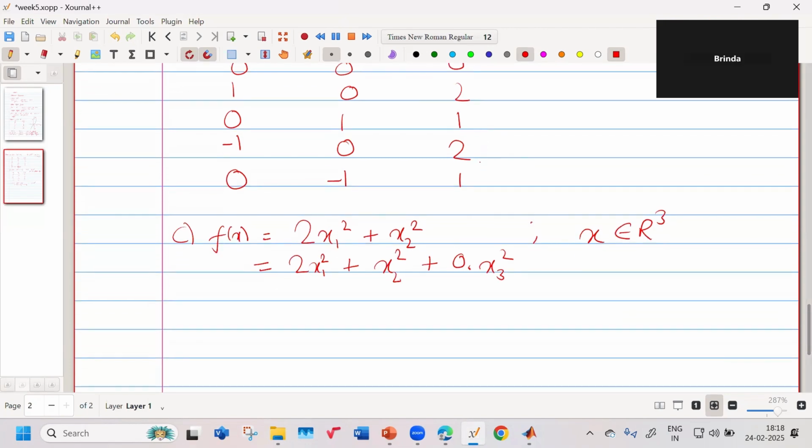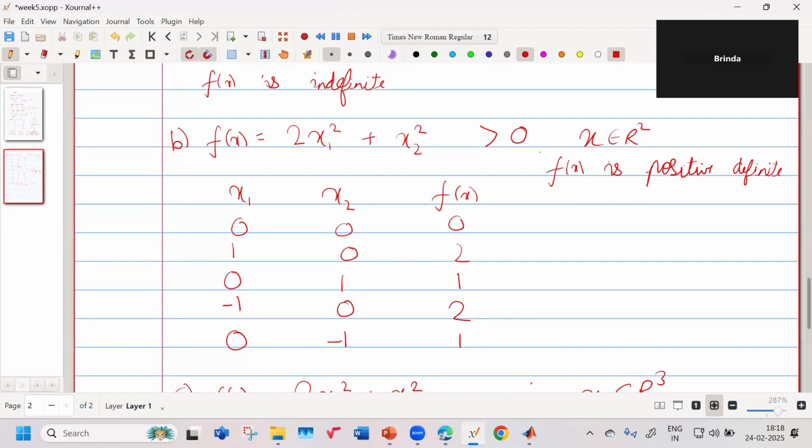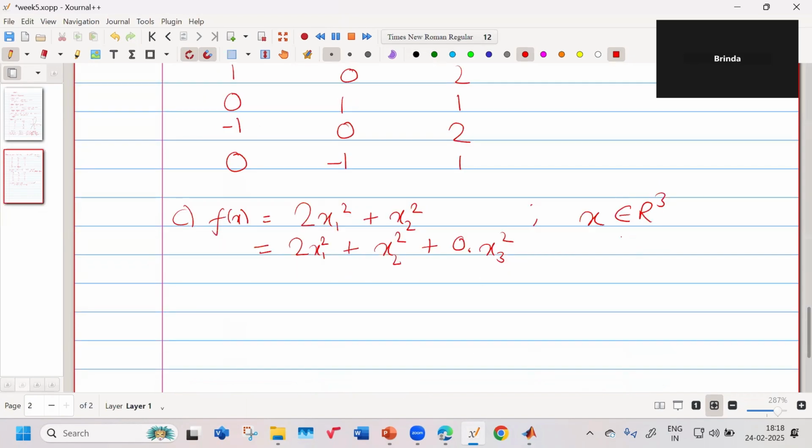So what do we know? Like in the previous case, my f of x was 2x1 square plus x2 square. And f of x is always greater than 0, except for the case where x is 0, that is, f of 0 is 0. But for any other case, f of x is greater than 0. Okay, but now we will go to the scenario when x is in three-dimensional space.